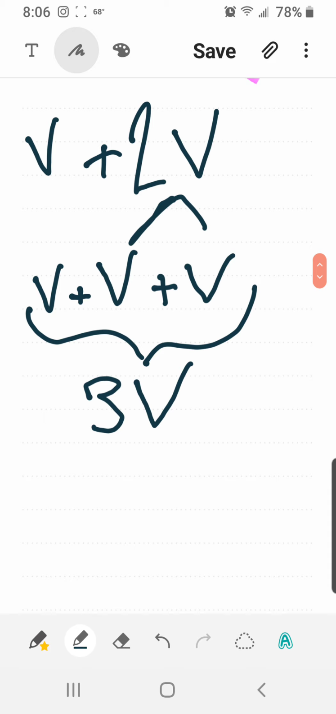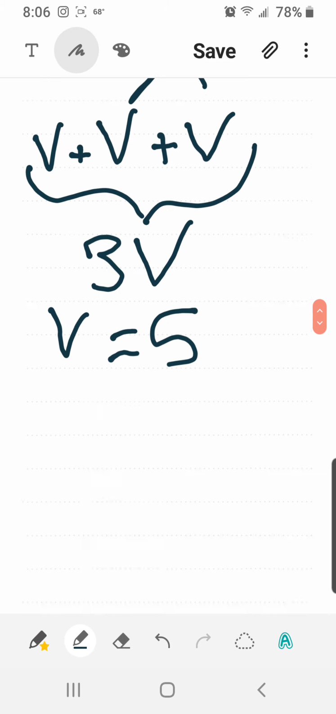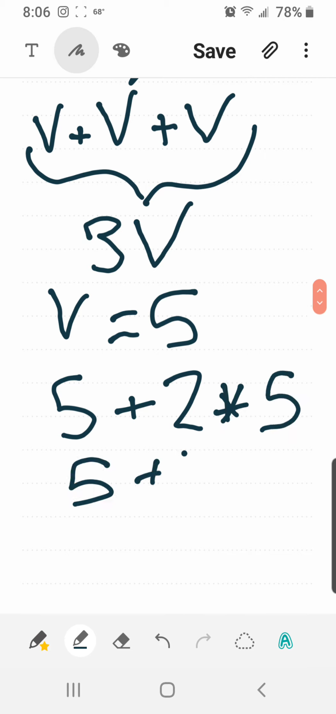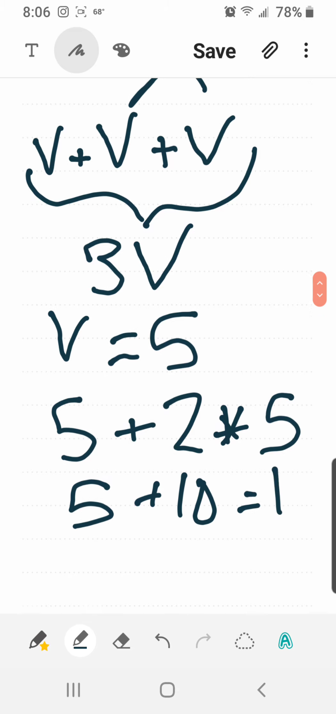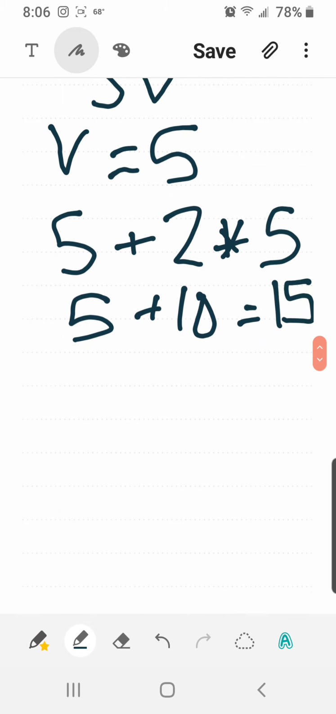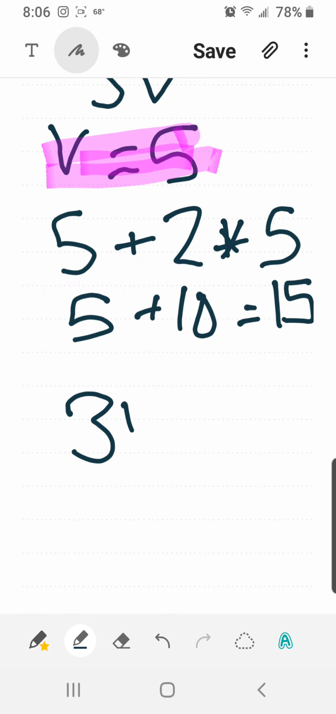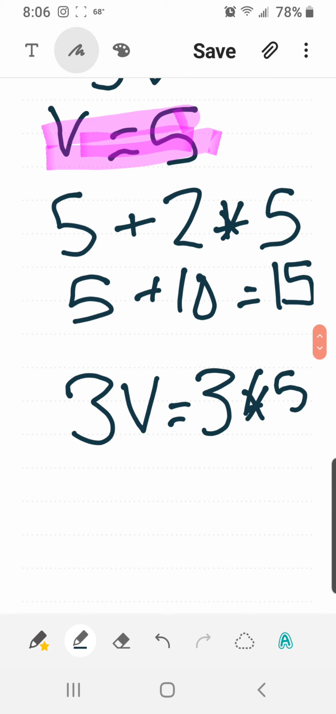Let's see why that works in practice. Let's plug in a number for v. Let's say v equals 5. If we have 5 plus 2 times 5, okay, 5 plus 10, that gives me 15, okay? And if I do the same thing plugging in 5 for v, and I do 3v, right? It's the same as 3 times 5, which is also 15. So sometimes looking at it with a number can help.